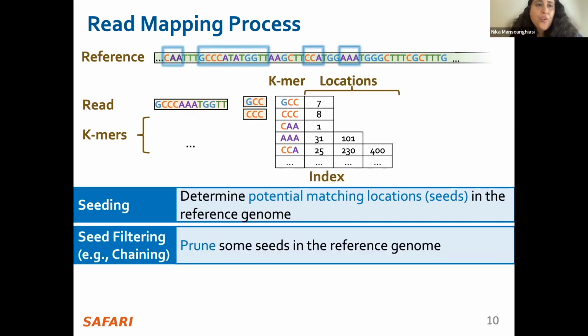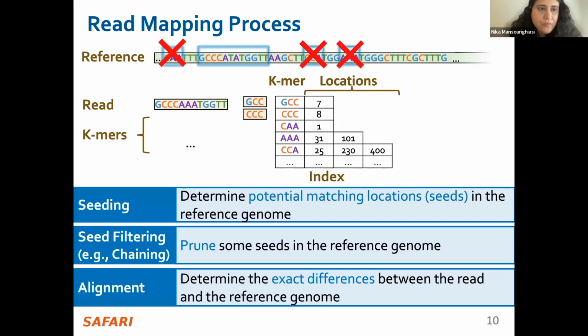In the second step, to further prune the potential locations, seed filtering or chaining gets performed to prune some of these seeds. It is usually done with a less computationally expensive approximation of the alignment score. Finally, the third step is alignment, to determine the exact differences between the read and the reference genome for the reads that pass through the second stage. If a read does not have any seeds remaining after the second stage, it gets filtered. Otherwise, it goes to the third stage, which requires expensive approximate string matching to find the exact differences.